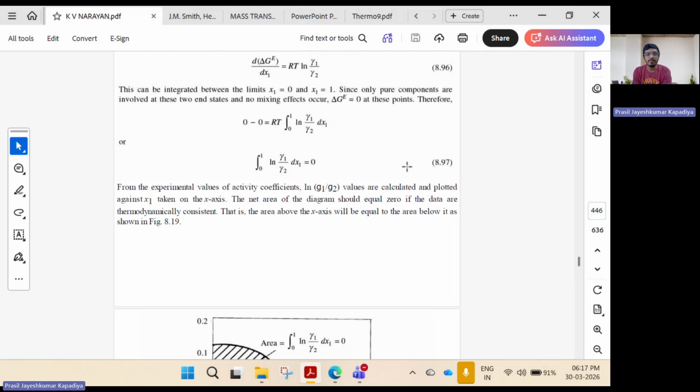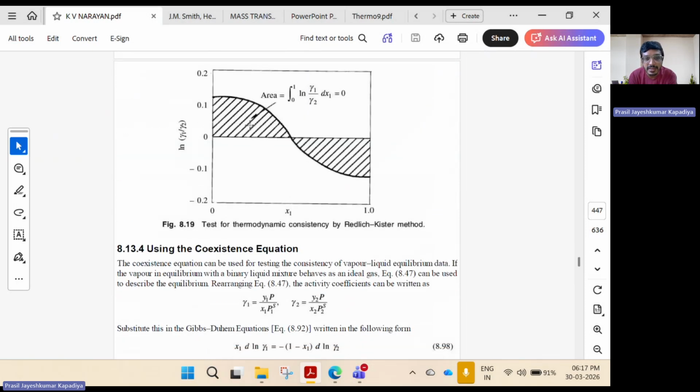So from the experimental values of activity coefficient, the ln(gamma1/gamma2) values are calculated and plotted against x1 taken on the x-axis, correct? The net area of the diagram should equal 0 if the data are thermodynamically consistent. That is, the area above the x-axis will be equal to the area below, as shown. So the area above the x-axis should be equal to the area below the x-axis. If that is the case, then we can say that the total summation is going to be equal to 0.